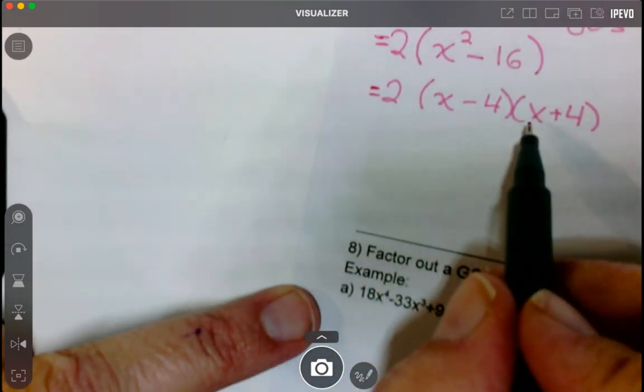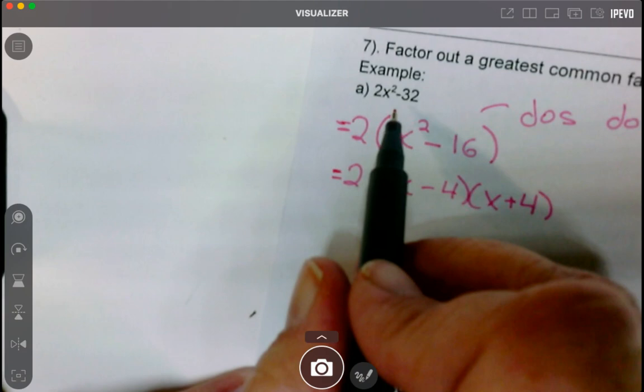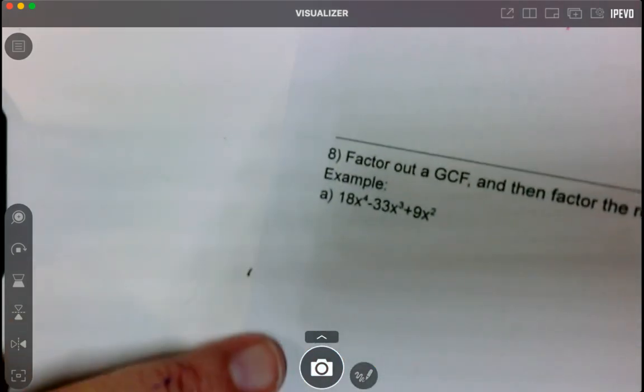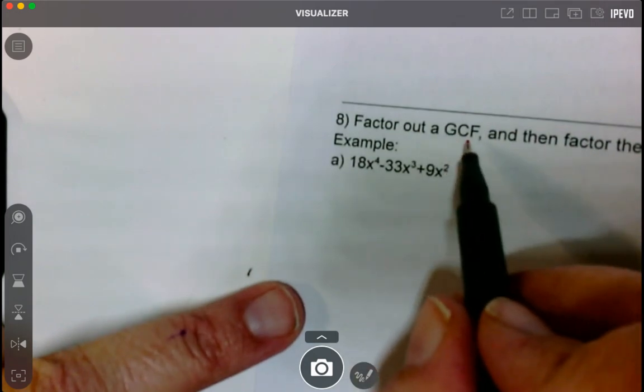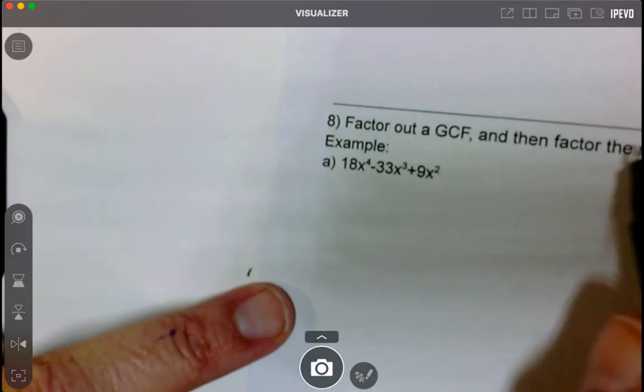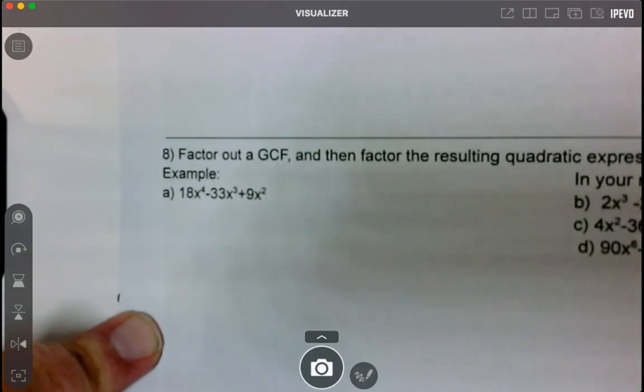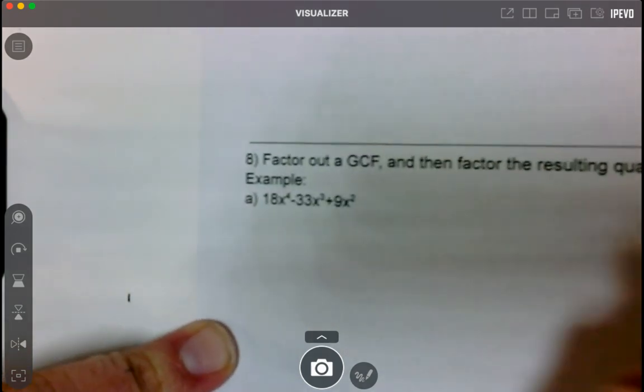Okay, that's it. This is what we call the most factored form of that one. Okay, one more part, number 8. Factor out a greatest common factor, and then factor the resulting quadratic using big X or special big X.